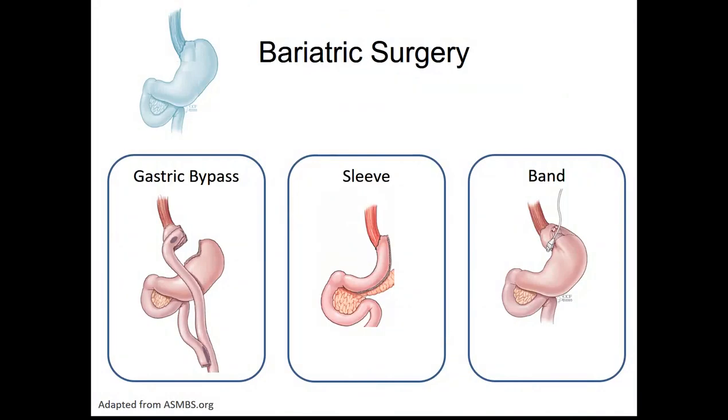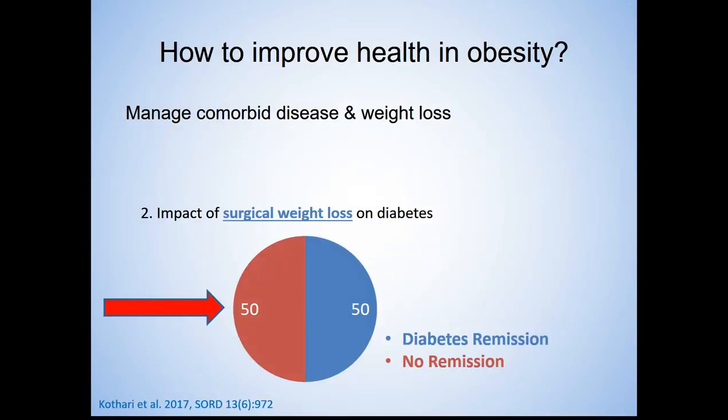So the second option now is bariatric surgery. I'm just showing some examples of bariatric surgery here to give you an idea of how drastic this can be. So gastric bypass, sleeve gastrectomy, where they trim a portion of the stomach but retain nutrient absorption within the stomach, and then bands, like the lap band approach. So we find that with this, we can get about 50% diabetes remission. But again, this also means that 50% of people who undergo this procedure actually don't benefit.